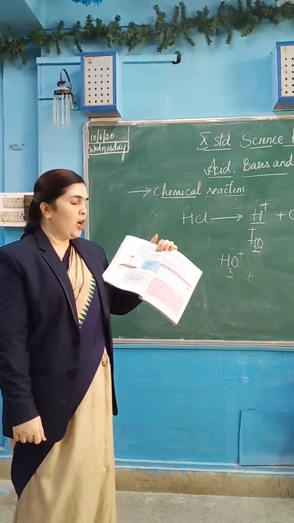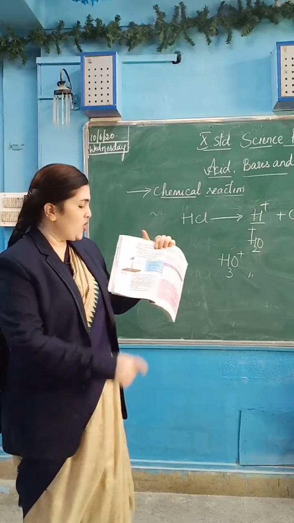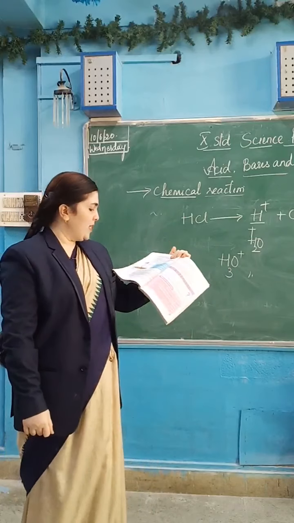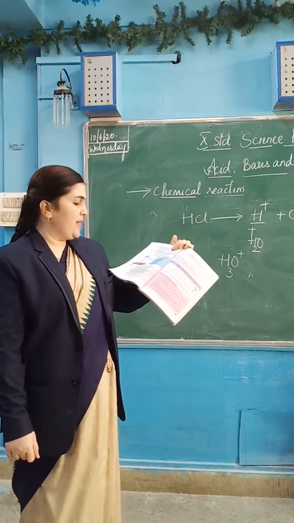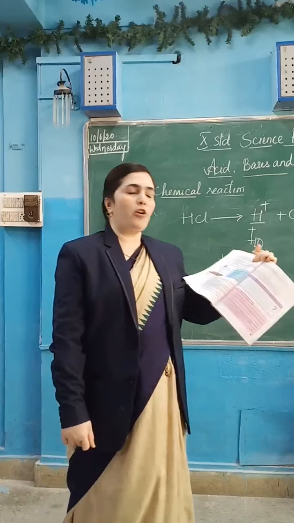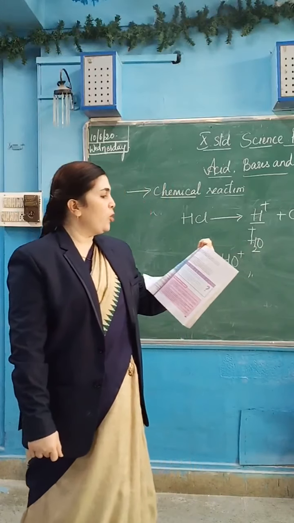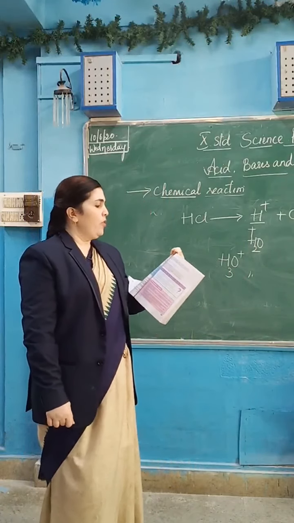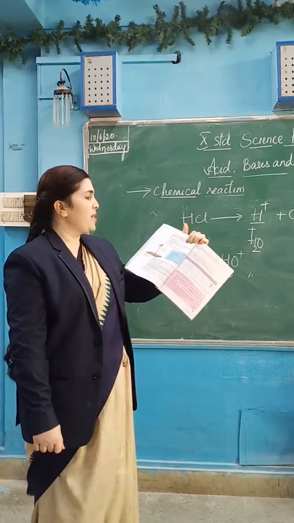Different salts have different water of crystallization. Copper sulfate has 5 molecules of water of crystallization. Plaster of Paris, that is calcium sulfate, has half a water molecule of crystallization. And gypsum is also a salt which has 2 molecules of water of crystallization.